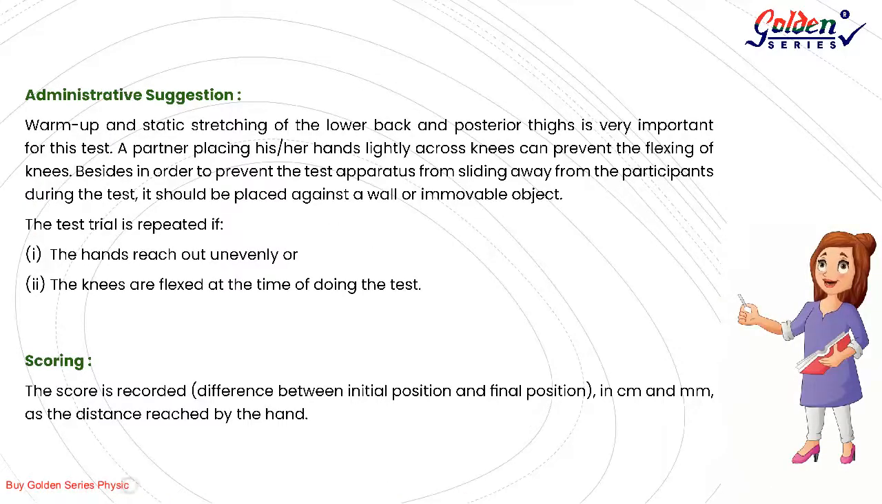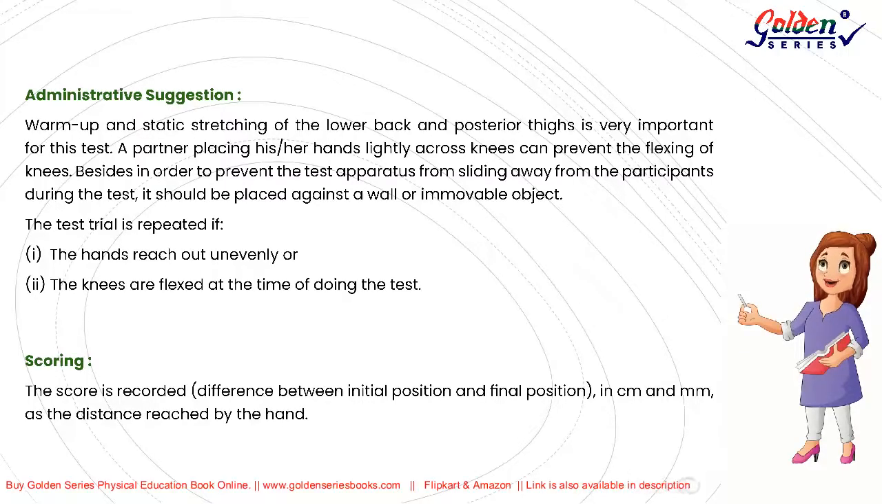Administrative suggestion. Warm-up and static stretching of the lower back and posterior thighs is very important for this test. A partner placing his/her hands lightly across knees can prevent the flexing of knees. Besides, in order to prevent the test apparatus from sliding away from the participants during the test, it should be placed against a wall or immovable object.